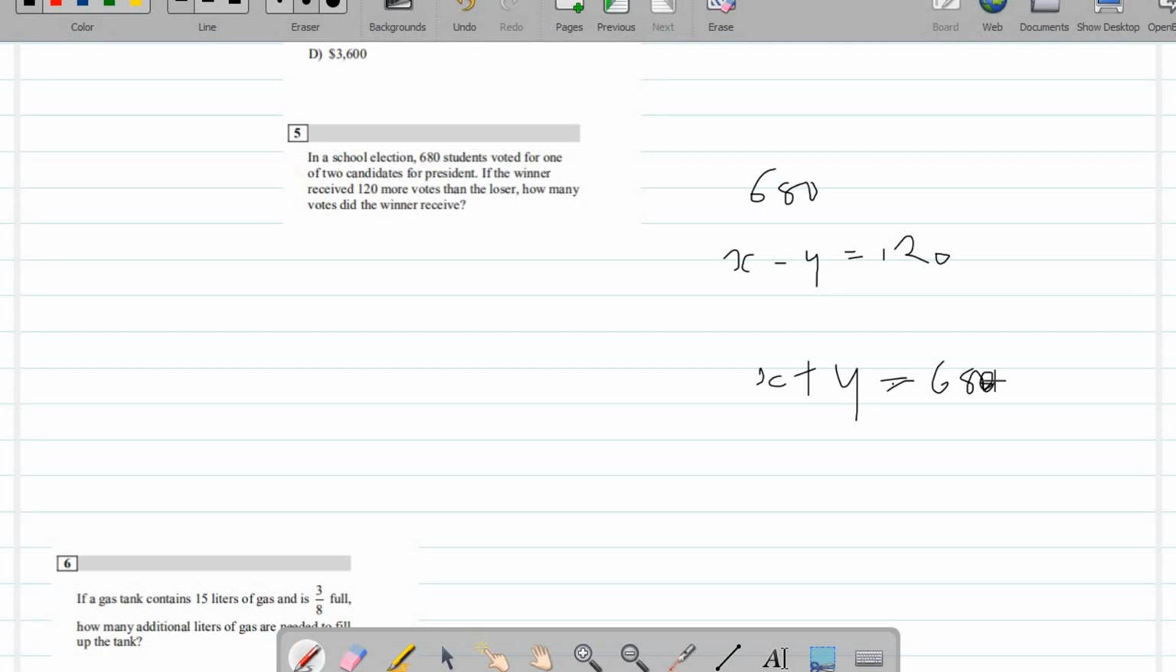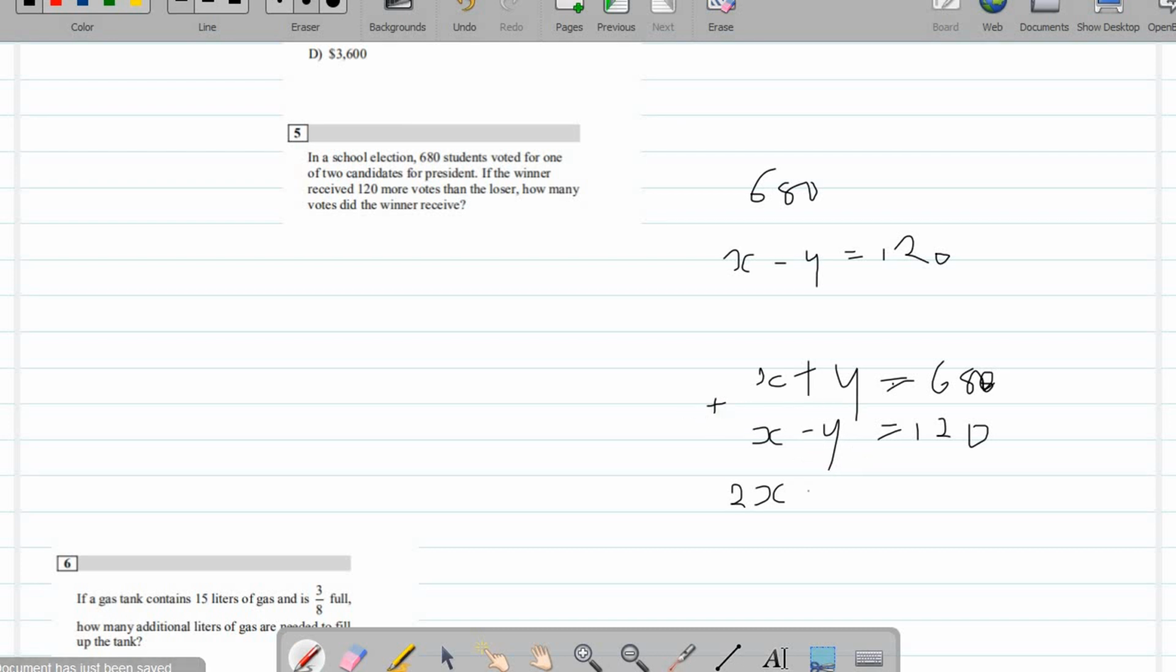We're actually looking for X, since it's asking how many votes the winner received. The best thing to do when you're doing a simultaneous equation is to rewrite this underneath so that it will be more comprehensive. X minus Y equal to 120. We're going to use the process of elimination here. If I subtract, it's going to cause problems, so I'm going to add. X plus X will give you 2X because I want to know X. I don't care about Y, so I want to eliminate Y. So plus Y plus minus Y is gone.